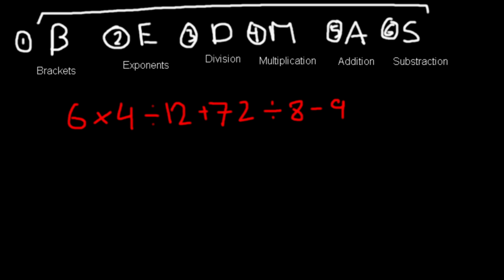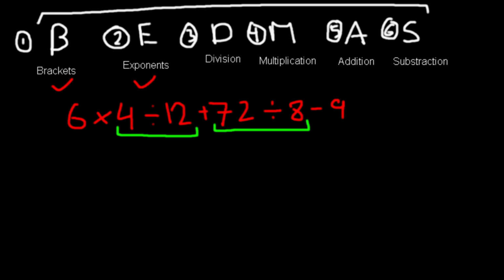Alright, so let's go through BEDMAS. Brackets, there is none, so we can skip that step. Exponents, there is none, so we can skip that step. Division, there is division right here. There's 4 divided by 12, and there's 72 divided by 8.